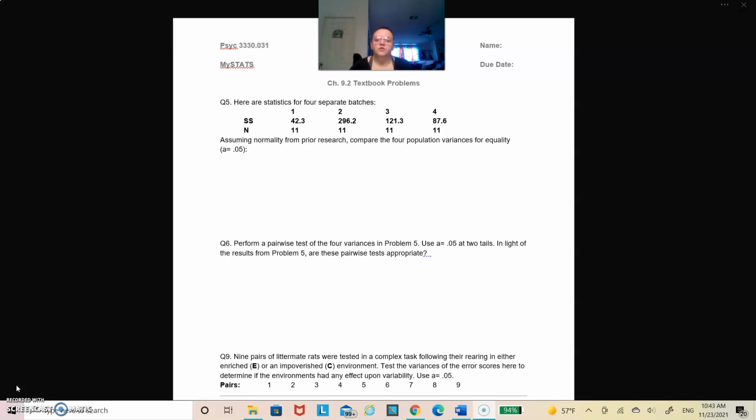So question 5 shows the statistics for 4 separate batches. It says to restore normality from prior research and compare the 4 population variances for equality with alpha of 0.05. And so with these values, I went ahead and also found S squared. So we'd have the standard, or I guess the variances, excuse me.